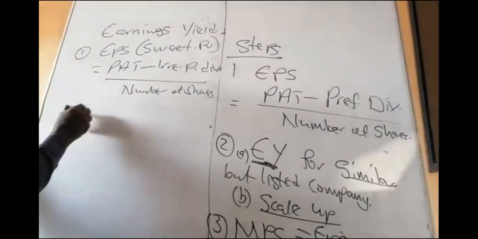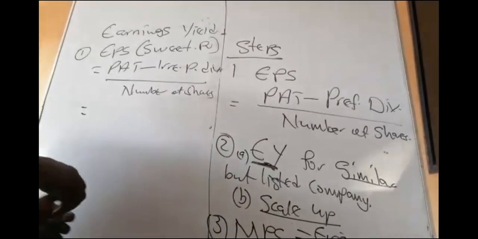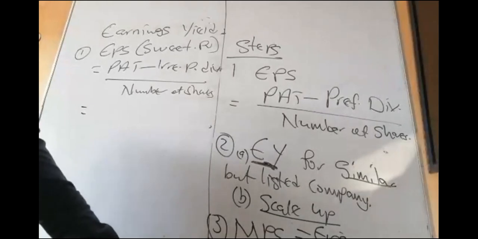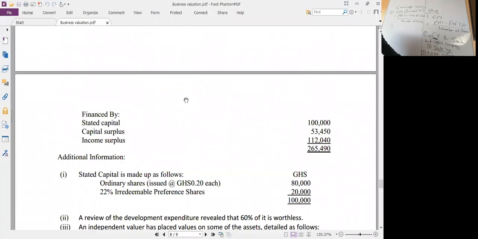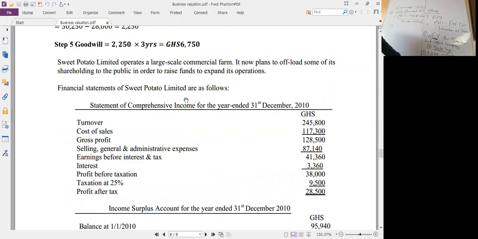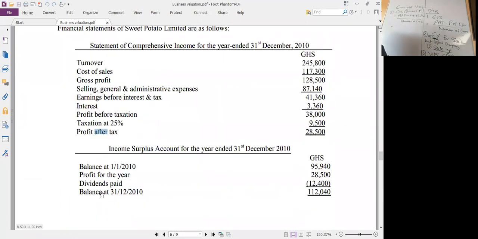Okay, so let's go and pick it. Profit after tax minus the dividend on irredeemable preference shares. So the profit after tax for sweet potato is in the profit and loss statement. So profit after tax is there, 28,500. You check the question to see if they have an irredeemable preference dividend.